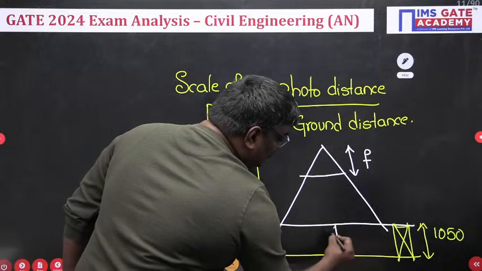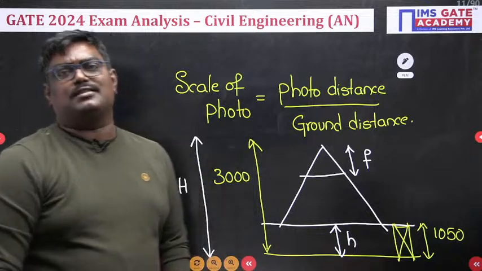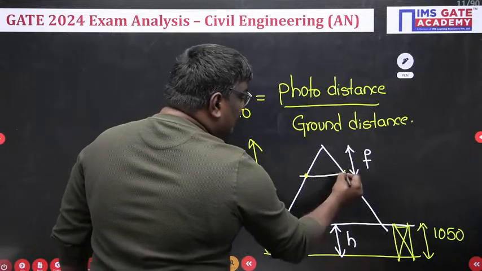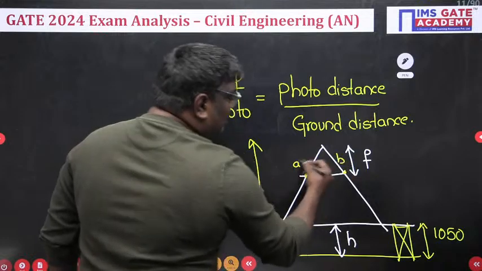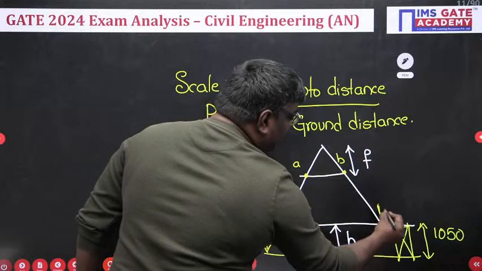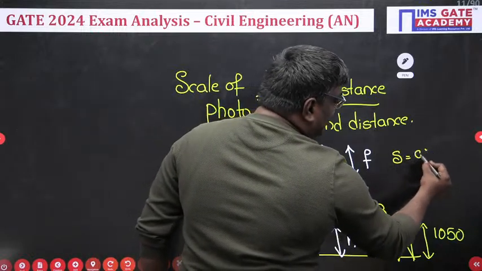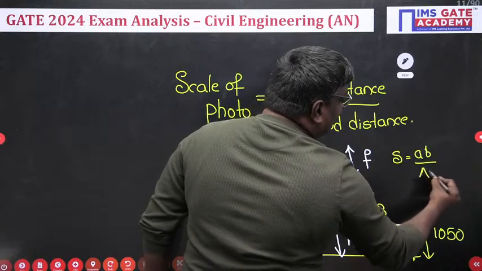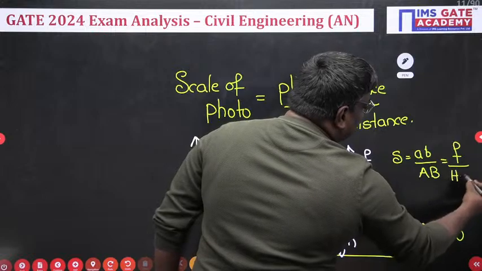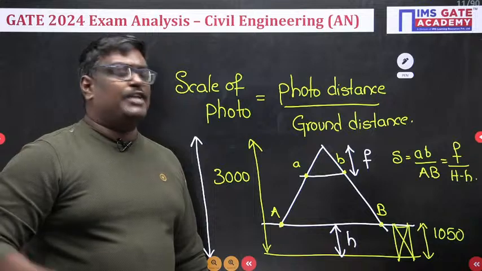Now see students, as I told you, what is the scale of a photo? It is nothing but the photo distance upon ground distance. If I represent the photo coordinates as small a, b, and the ground coordinates as capital A, capital B, then the scale of a photo can be written, by the similar triangle concept, as ab by capital AB equals F upon H minus small h, where h is the height of the terrain, the object or anything.